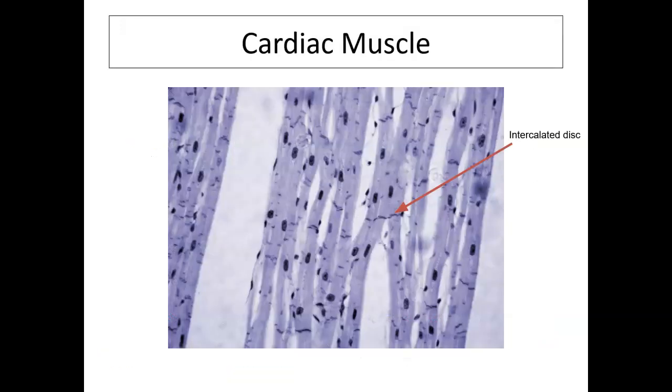This is a picture of cardiac muscle tissue under a microscope. Note the arrow pointing to the intercalated discs. There is no other tissue that this can be, as the intercalated discs are indicative of this being heart muscle tissue.